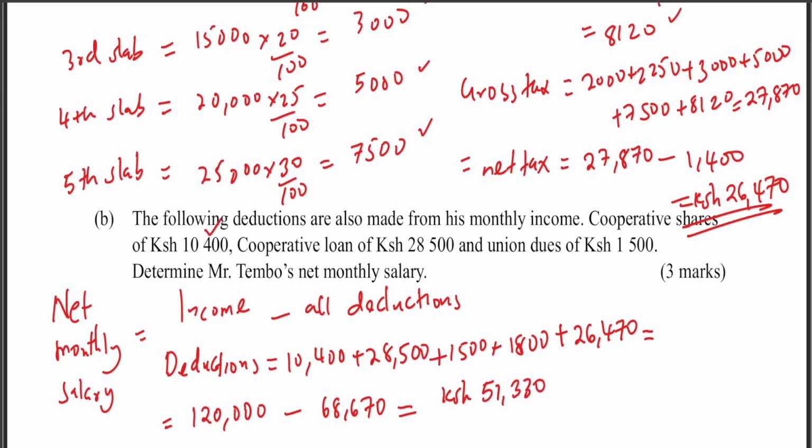So Kenya shillings 51,330. And there's rent, there's fare, there's fees. I wish the school fees was just part of these deductions. I don't know how the government is working. God knows, this is not Dubai, this is Kenya.